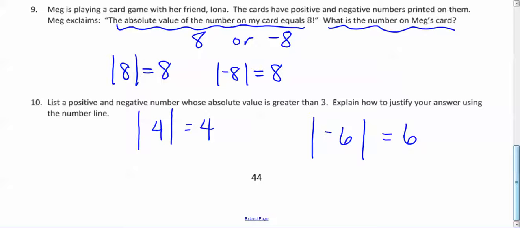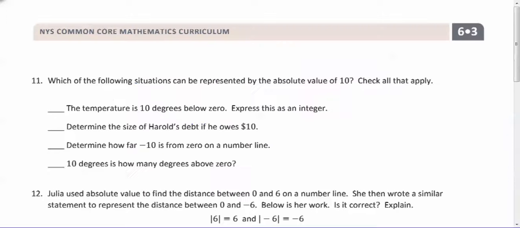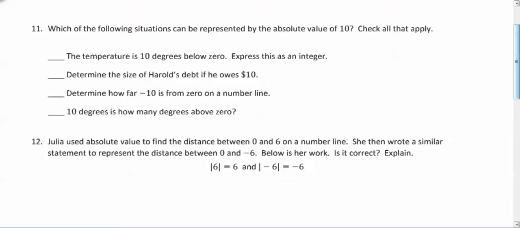All right, let's go to the next page. Which of the following situations can be represented by the absolute value of 10? Check all that apply. The temperature is 10 degrees below 0. Express this as an integer. Are we supposed to write it in that little blank slot? No, we're supposed to check. Those are our check boxes. So we're looking for 10, right? Is negative 10 the same as 10? No.